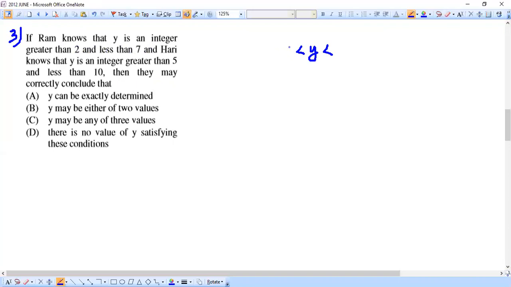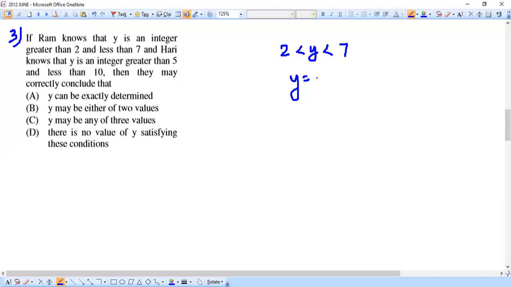And Ram knows that this integer y is taking some integer value. We don't know what value y is taking, but Ram knows that the value of y is greater than 2 and less than 7. See here, this is how we can represent it: y is greater than 2 and less than 7. This means y can take all the values in between 2 and 7. Remember that y should be more than 2 and less than 7.